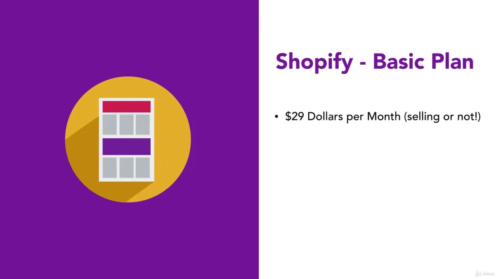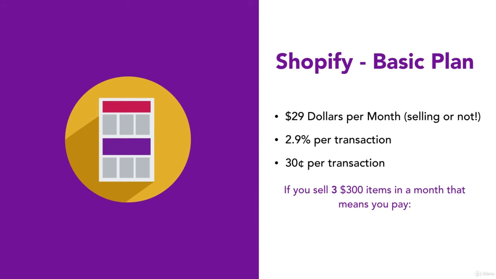So let's see the Shopify basic plan. The basic plan costs $29 per month. It doesn't really matter if you are selling or not, you have to pay $29 per month. They also charge 2.9% per transaction. This means that if you are selling a $100 product, you have to pay 2.9% of that $100. So you have to pay Shopify $2.90 for this transaction, and you also have to pay an additional 30 cents for that transaction.